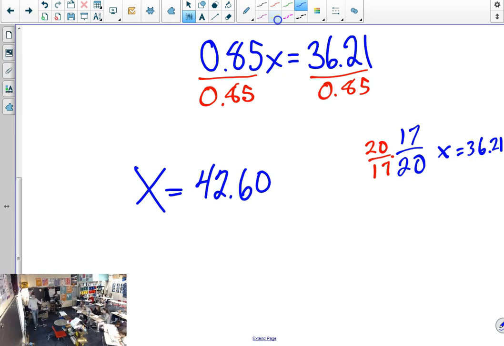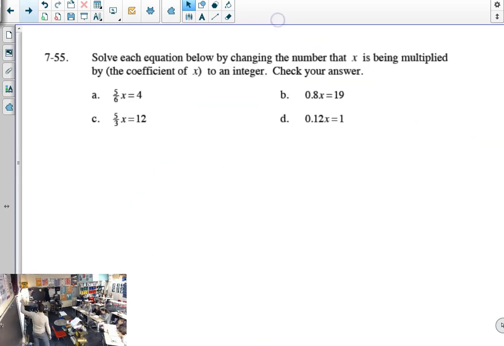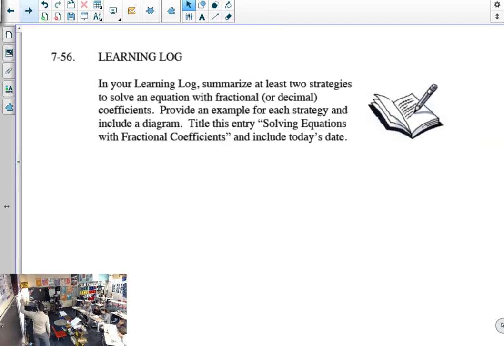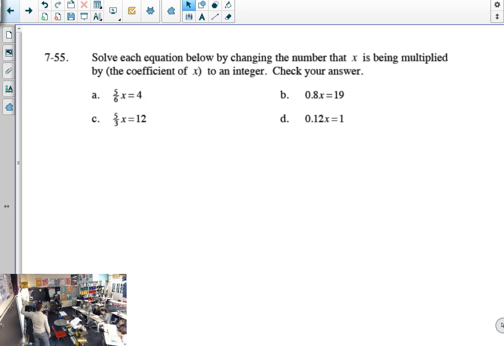Okay, sweet. So if there's multiplication holding it together, we can divide, but if it's multiplication by a fraction, that's pretty tough. And I'm going to let that be it. Use the last 10 minutes. All of these, we would here multiply by 6/5. Here, multiply by 3/5. Here, divide by 0.8. And here, divide by 0.12.